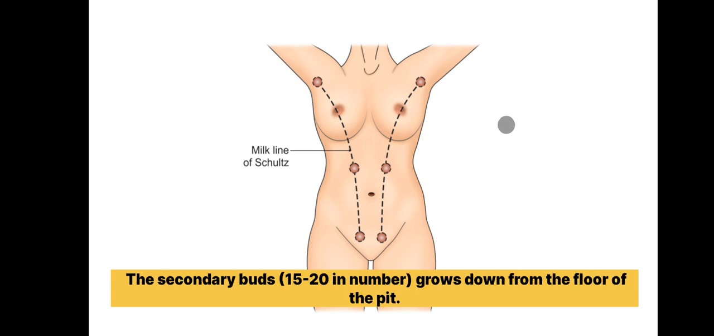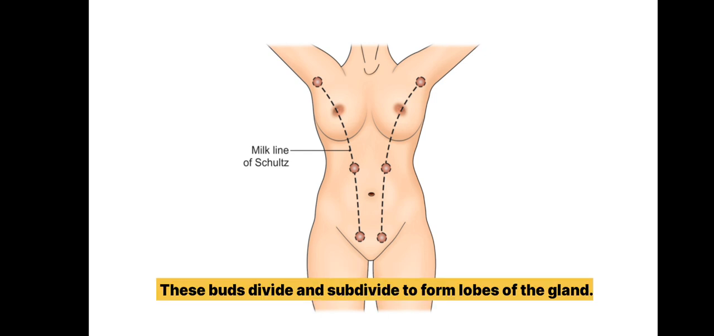The secondary buds, 15 to 20 in number, grow down from the floor of the pit. These buds divide and subdivide to form lobes of the gland. The entire system is initially solid but is later canalized. At birth or later, the nipple is everted at the site of the original pit.